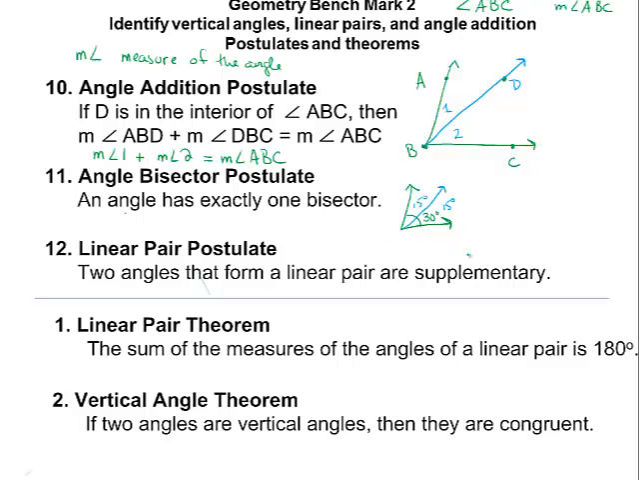And then two angles that form a linear pair are supplementary. Well, if I have two angles and they make a linear pair, this angle and this angle add up to 180. And that's because a straight line is 180 degrees.